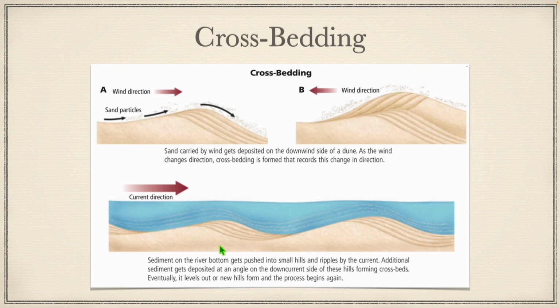Cross bedding in streams can happen as well. Sediment on the river bottom gets pushed into small hills and ripples by the current. And then additional sediment gets deposited at an angle on the down current side, and these hills form cross beds. So you have these cross beds forming here. Eventually it levels out, or new hills form, and the process begins again. So you may get new hills formed on top of that. So you've got this sort of wavy pattern. If this starts here, now you've got a wave coming up here that comes down here. You've got these cross beds forming.